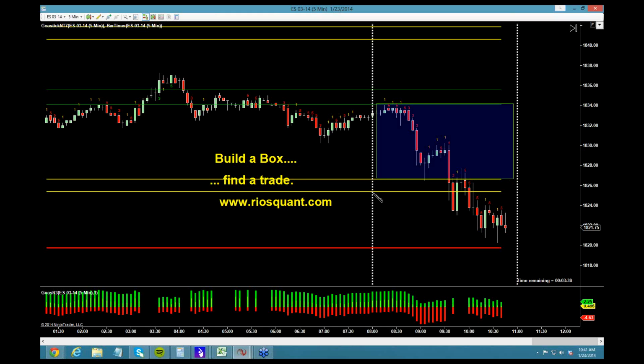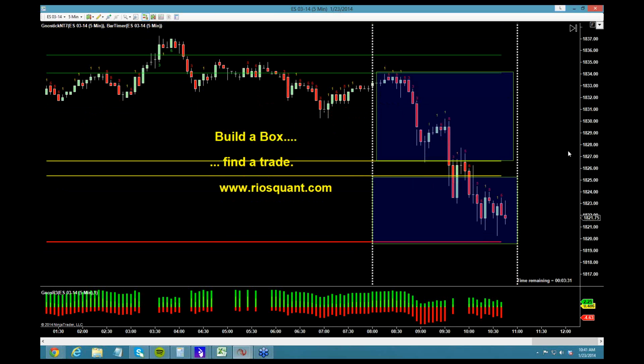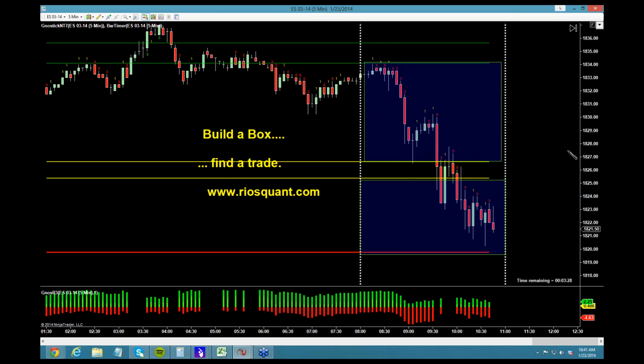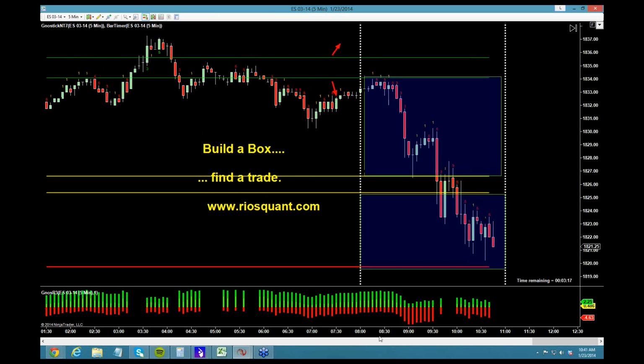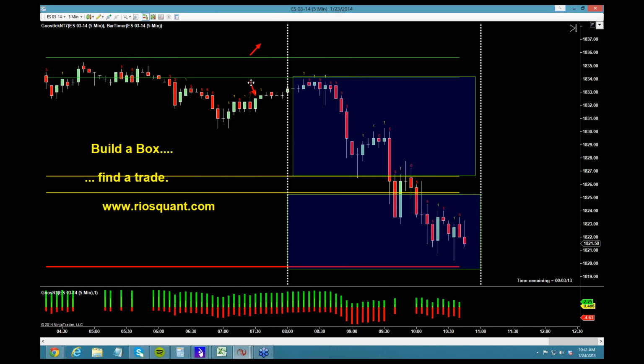This is the S&P 500. You can see this is a live market. We're about 20 minutes away from the box being complete. The reality is when we are below the bottom greens, we're looking to sell. That's the bear territory. And when we're above both greens, we're looking to buy.